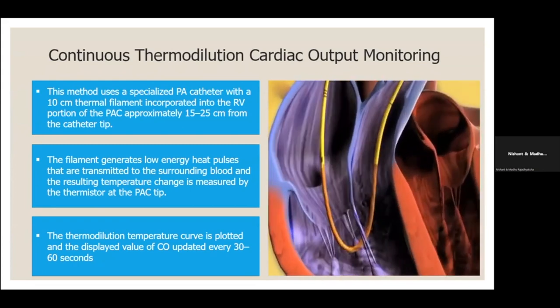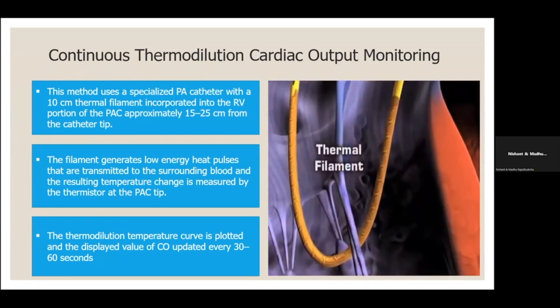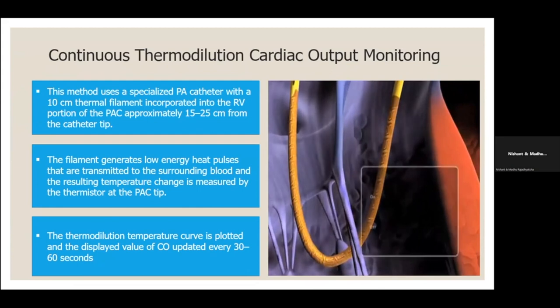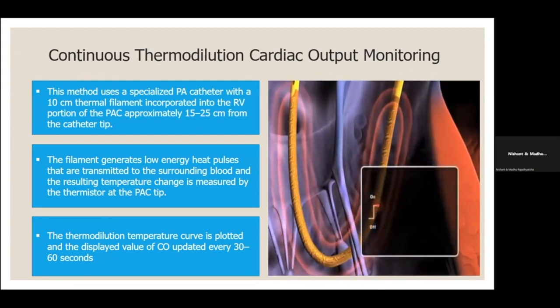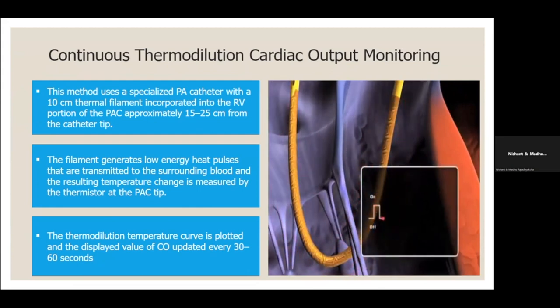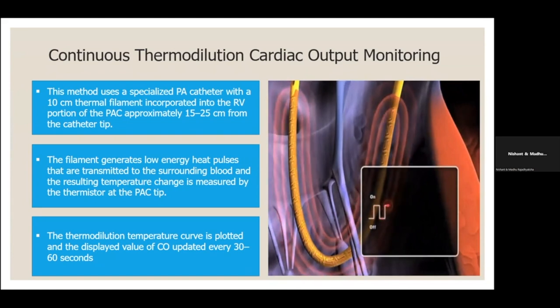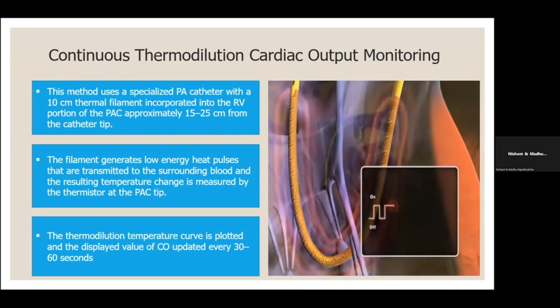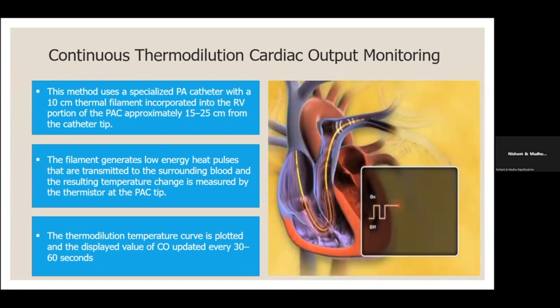Continuous thermodilution technique uses a specialized PA catheter with a 10 centimeter thermal filament incorporated into the RV portion of the PAC, approximately 15 to 25 centimeters from the catheter tip. The filament generates a low energy heat impulse that is transmitted to the surrounding blood, and the resulting temperature change is measured by the thermistor at the pulmonary artery catheter tip.